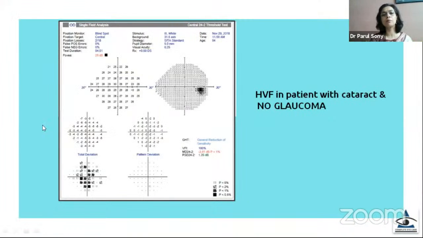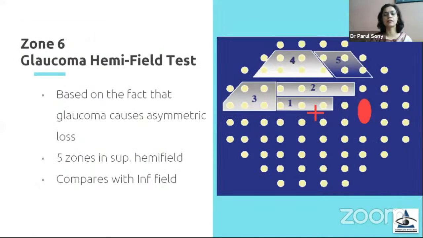Similarly, if you have a patient with cataract, for example, like this, you have a lot of black spots in the total deviation, which are then eliminated. And you can see there is no scotoma on the pattern deviation plot. So the patient does not have any glaucomatous field. What he has is the generalized depression because of the cataract.